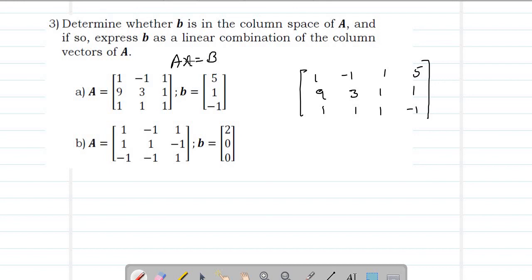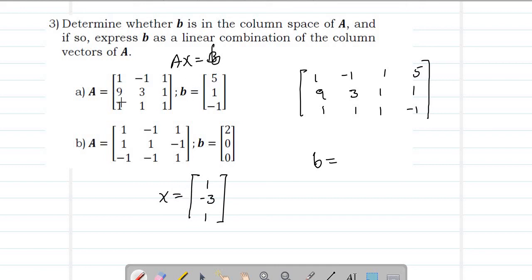Once you come to know that the solution is x equal to something, let's assume the solution is a, b, c, then definitely we can express B as a linear combination of columns of A. Let me tell you what the solution is here directly: 1, -3, 1. So this is the solution for the first problem.